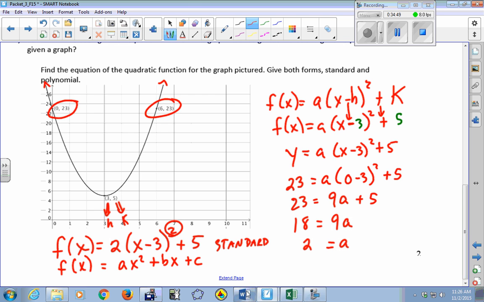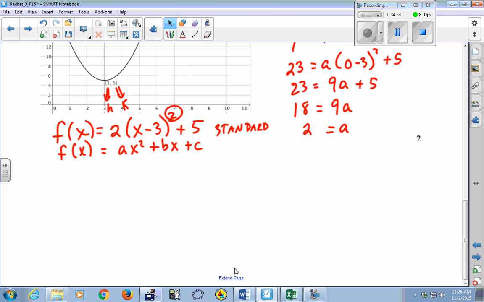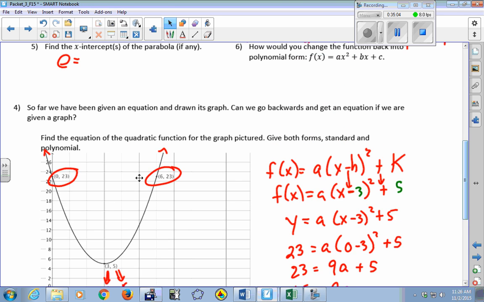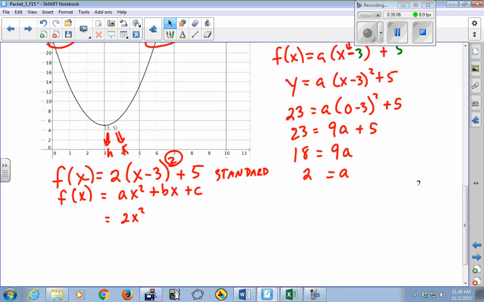Can anybody? Oh, come on, Alex, you're ruining all the fun. Yeah, you know A, because A is the same as the A here. A is 2. And how do you know C? Yeah, you do have the y-intercept right there, 23. So that way, when you do your arithmetic or your algebra out here, you can make sure that you have a 2 for A and a 23 for C as a little check.